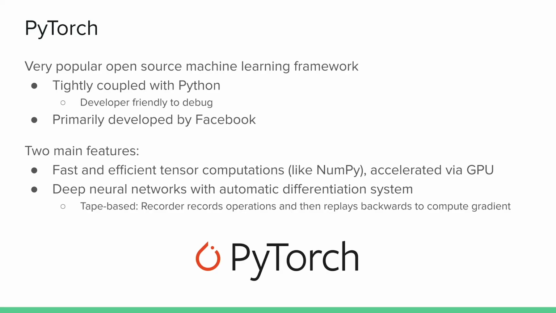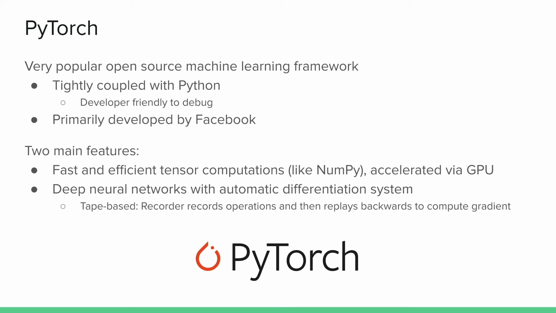The second very popular deep learning framework is PyTorch. It's again an open source machine learning framework that is tightly coupled with Python, therefore the name. It originated from Torch, which I think was where you programmed in Lua. And given this tight coupling between Python and PyTorch, it's really developer friendly and easy to debug because you can just set a breakpoint and step into the operations of the framework. It's primarily developed by the Facebook AI research team, and it has two main features.